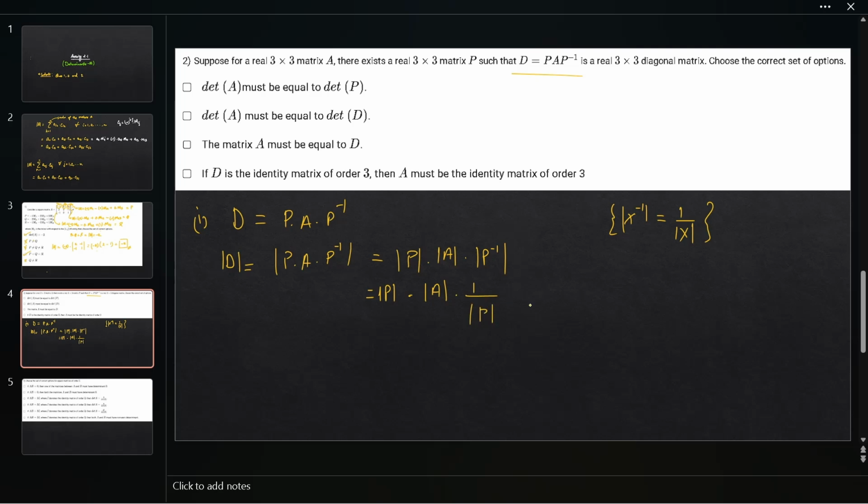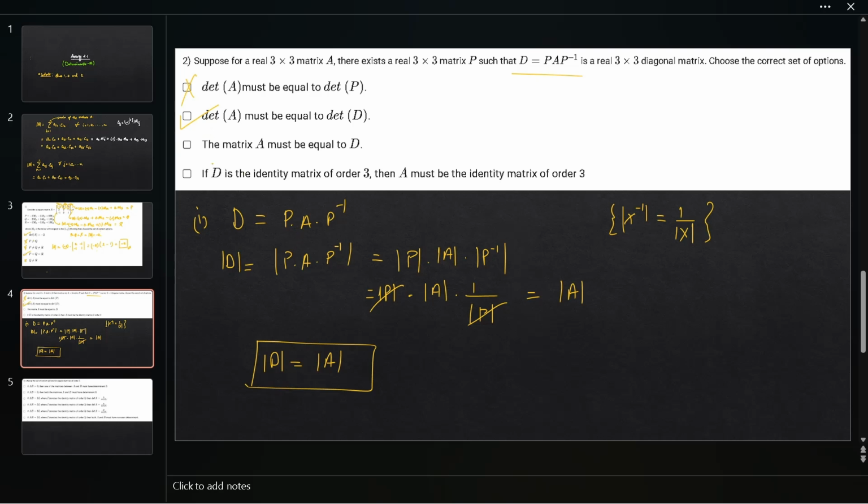One may ask a question over here: what if the determinant of P is 0, and 1 over determinant of P will not exist in that case? But because it is already given to us that P inverse exists, that in itself guarantees that the determinant of P is non-zero. Okay, so these two things will cancel out each other and we are just left with determinant of A. So one conclusion that we can deduce from here is determinant of D is equal to determinant of A. So that means option 2 is correct, but we have not obtained any solid proof for option 1, so we will mark it as incorrect.